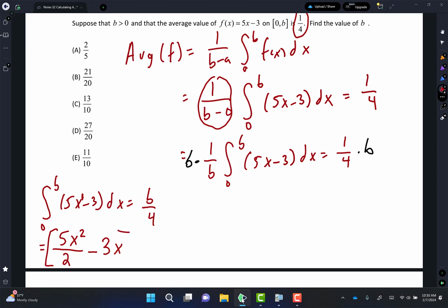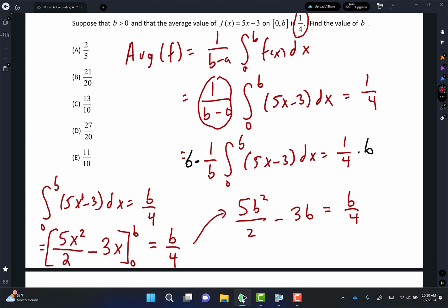Because I have more than one term, I put it in a bracket. I put a 0 on the bottom, a b on the top, and that equals b over 4. Are we still okay? You're done with calculus. It now turns into algebra, guys. Upper minus lower. It's very simple. I don't have to worry about the 0 because when I plug in a 0, everything zeroes out. So I just worry about the upper one: 5b squared over 2 minus 3b equals b over 4.